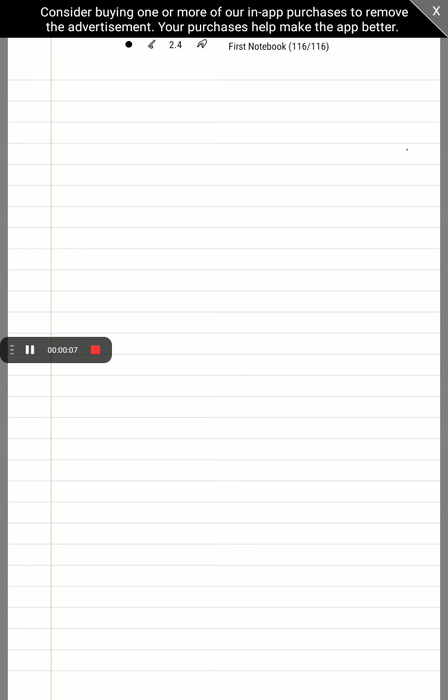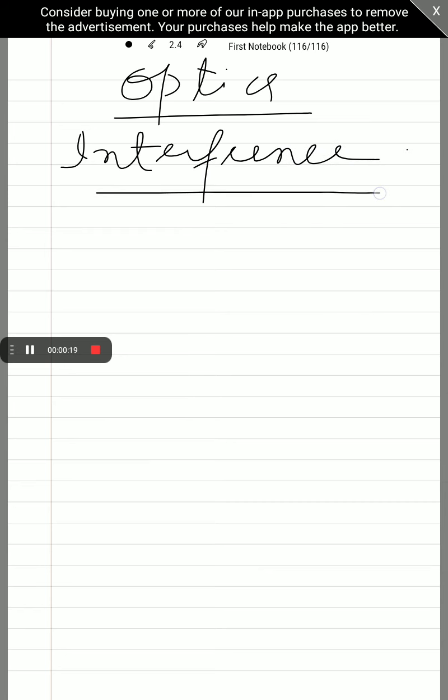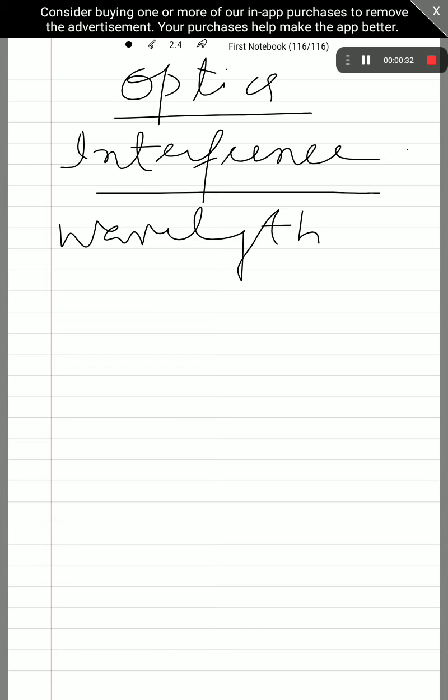So we have been studying the course optics, and we are talking about the first unit, that is interference. And in interference we came to know the basic definitions. For example, wavelength: it is the difference between two consecutive maxima, crest or trough.